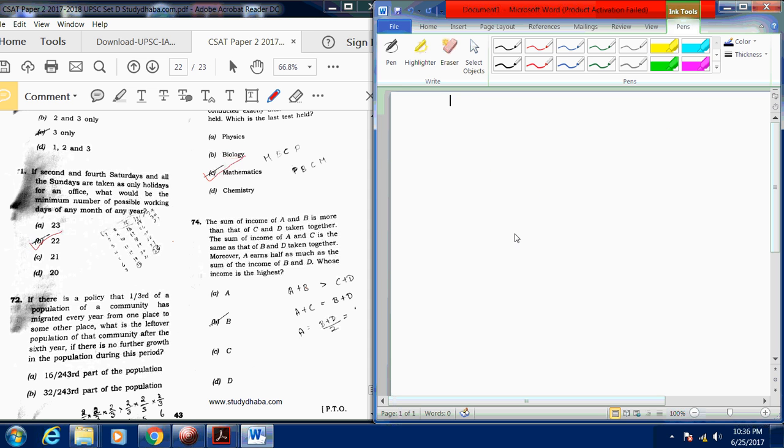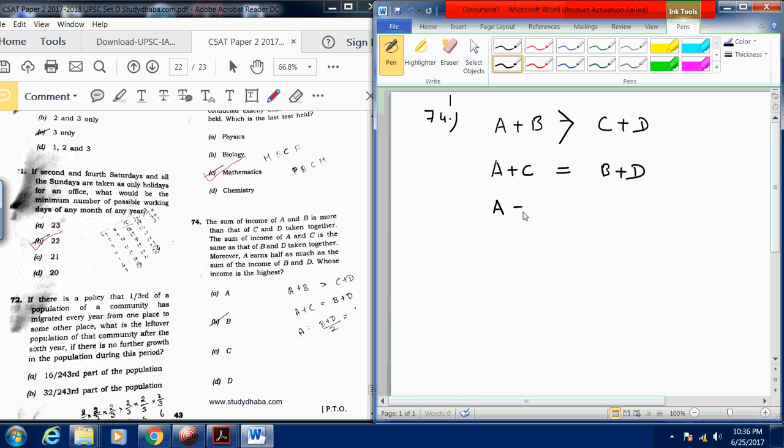Now we'll move on to question number 74. Sum of income of A and B is more than that of C and D. A and C is same as that of B and D. A earns half as much as this. Whose income is the highest? So the sum of income of A and B is greater than C and D put together, and A and C is the same as B and D.